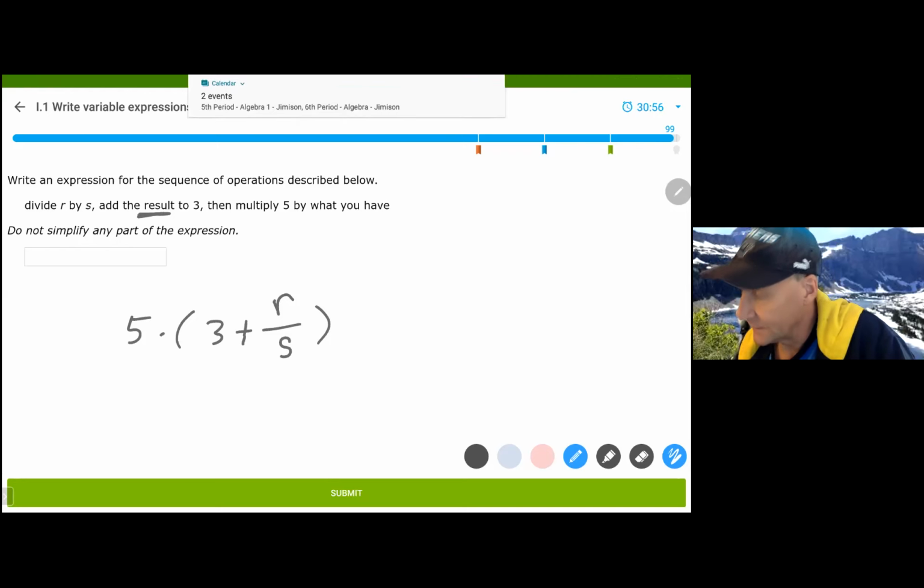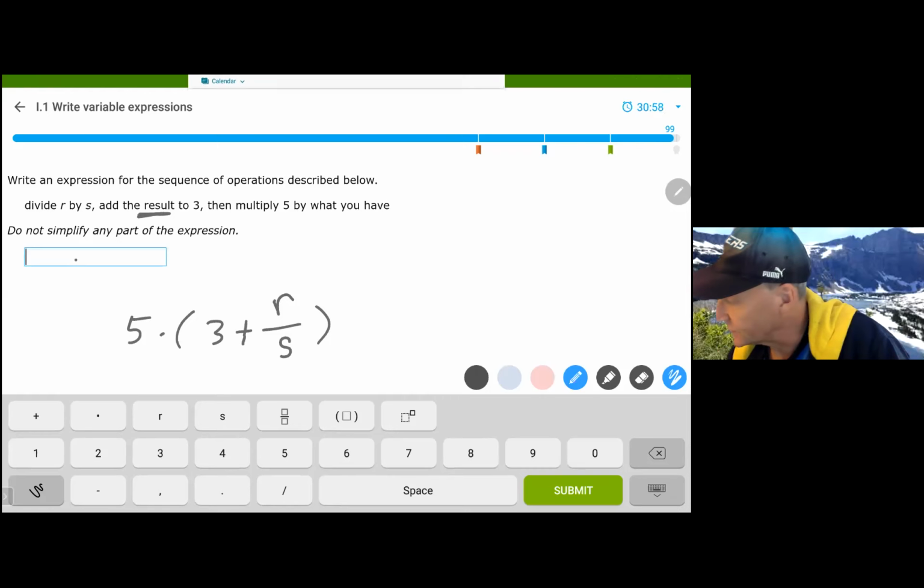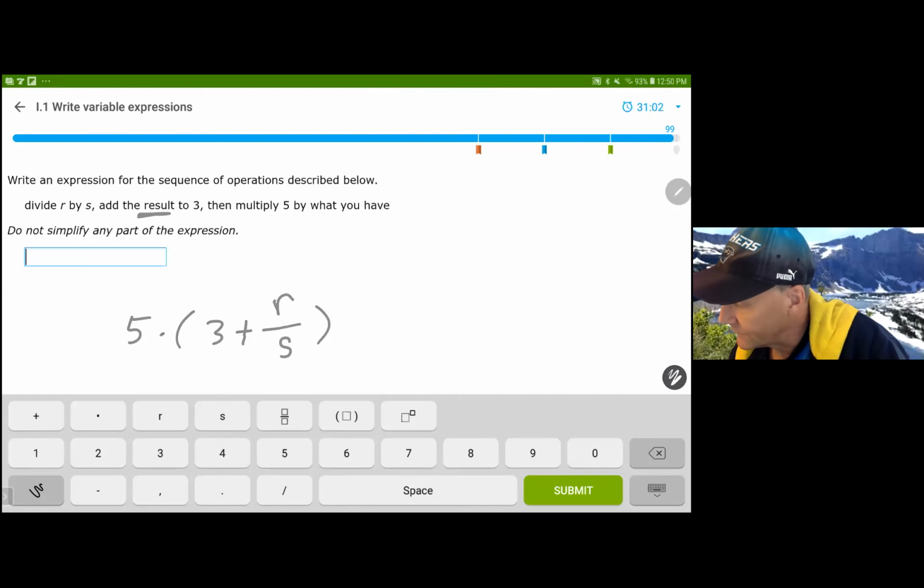It really does include parentheses in the expression, but let me do this real quick. There we go. So I've got 5. And again, I don't have to put the dot. I can just put the parentheses. 3 plus, I've got a fraction. I've got R over S. And that was my last one.